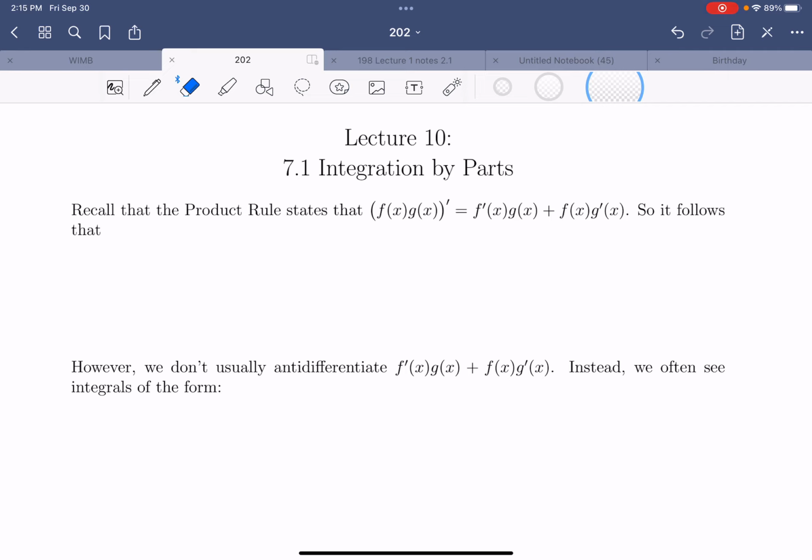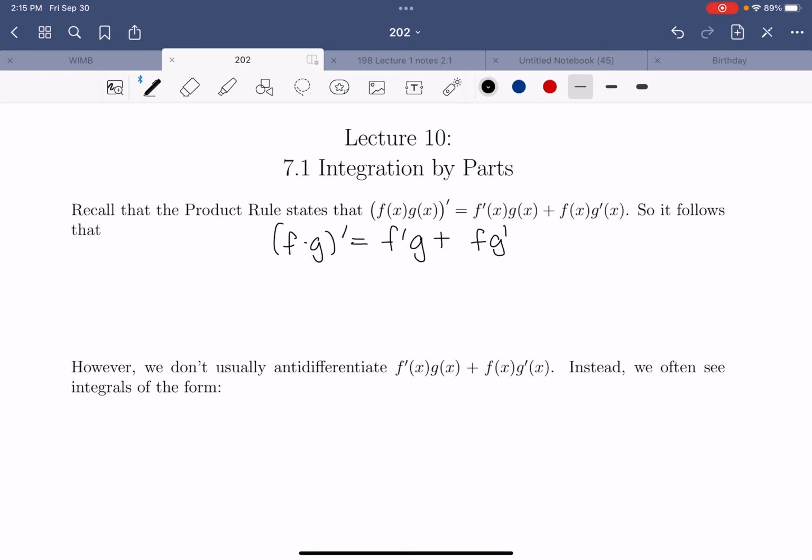If we have f times g prime, that's f prime g plus f g prime. And I like to write it without the x's just so I can see what's going on. So f times g prime is f prime g plus f g prime. We'll stick with f g prime. That's fine. Okay. Now, one of the things we want to do is undo this.